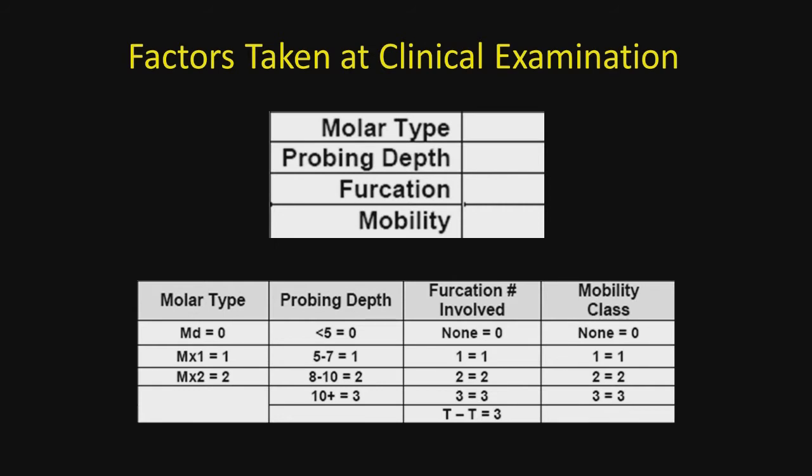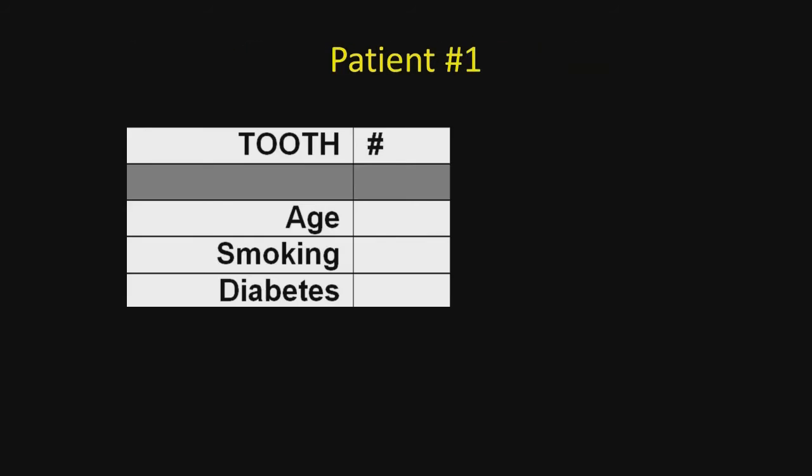Mobility, as you'll see in the in-depth video, was based on our clinical impression. One means I'm aware that the tooth is mobile, but I don't think it's impacting prognosis. 2 means I'm concerned about mobility. And 3 means I'm really concerned and the tooth is possibly hopeless. So now let's score 3 different patients.